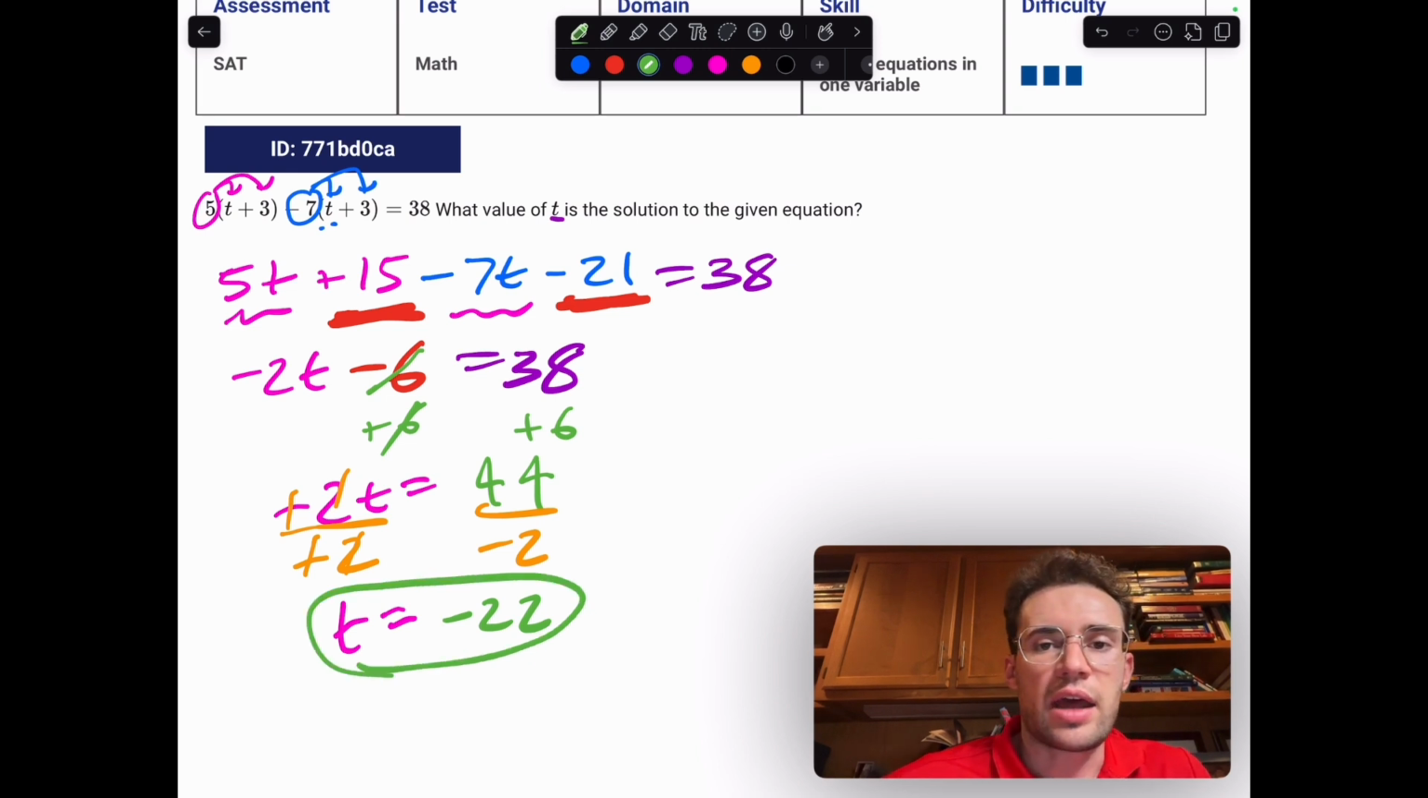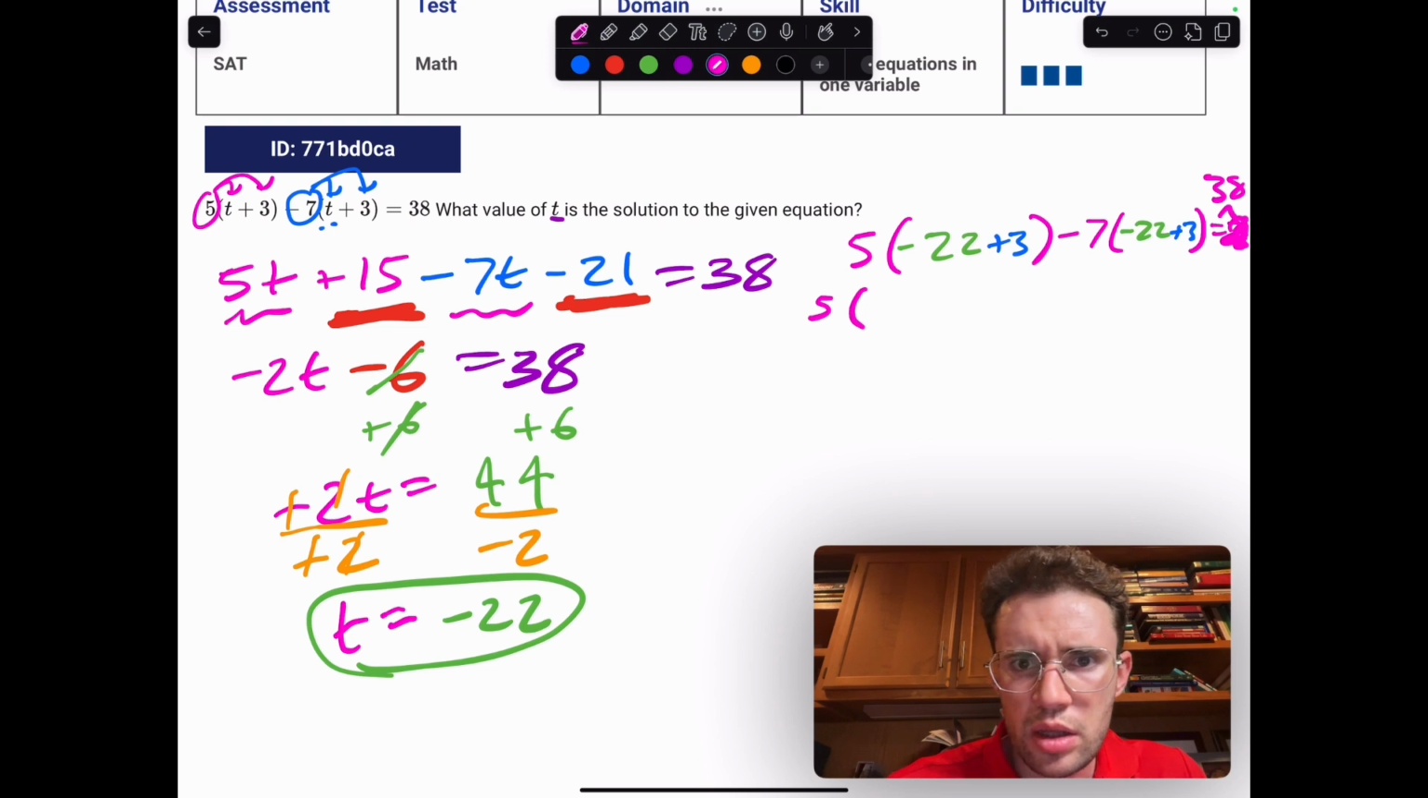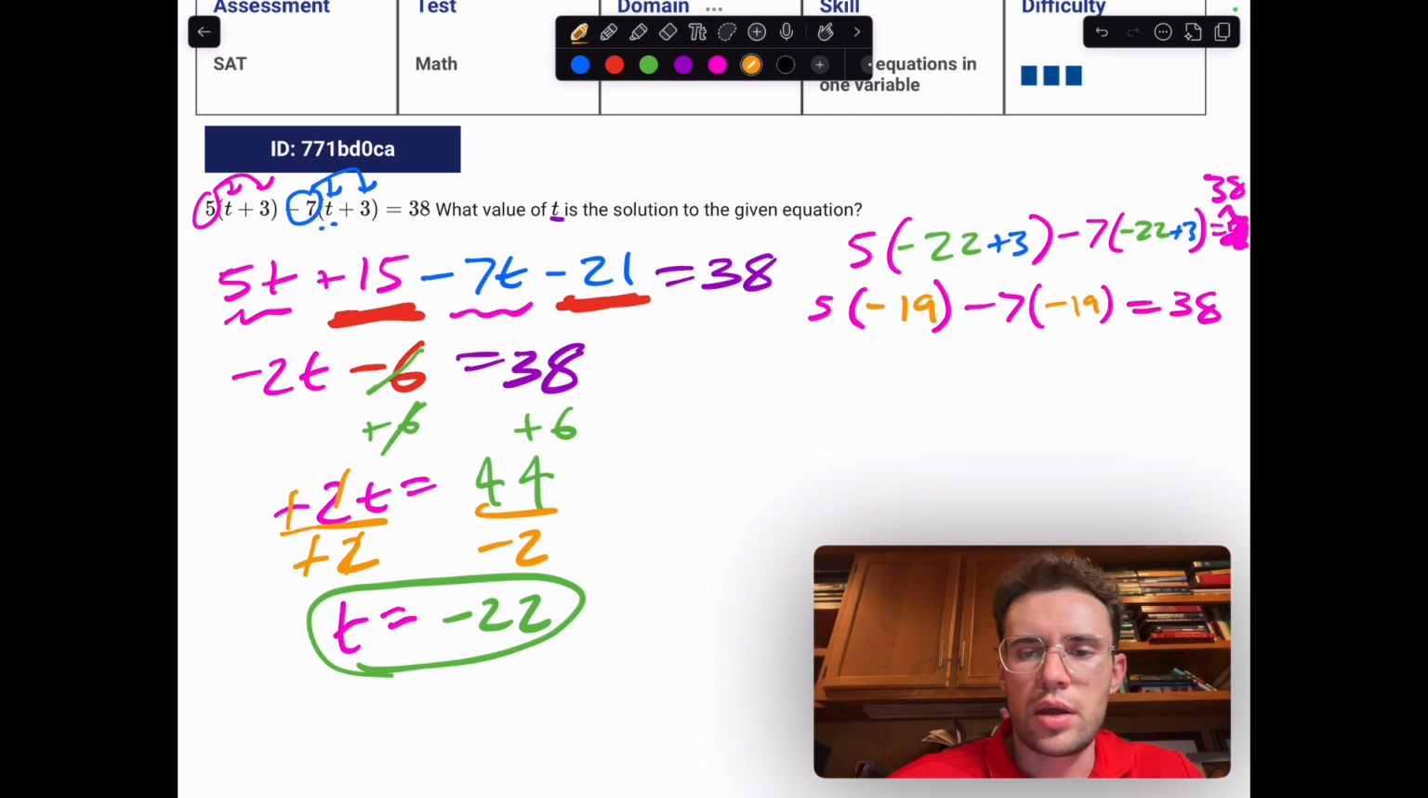And just to check that, we'll plug it in. So 5 times quantity negative 22 plus 3 minus 7 times, again, quantity negative 22 plus 3. We want this to equal 38, right, if we did it correctly. Negative 22 plus 3 is going to be negative 19. 5 times negative 19 minus 7 times negative 19 equals 38. You can think of this as, right, you've got 5 negative 19s, and then you're subtracting 7 negative 19s. You have negative 2 negative 19s, which would be positive 38.